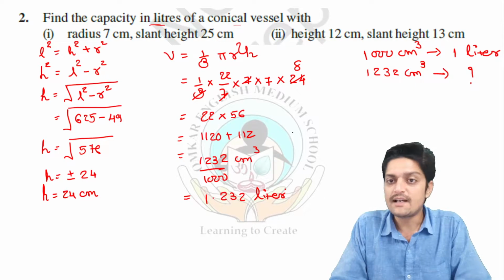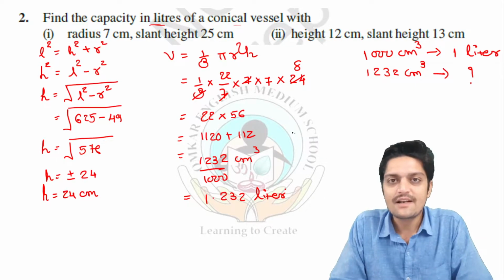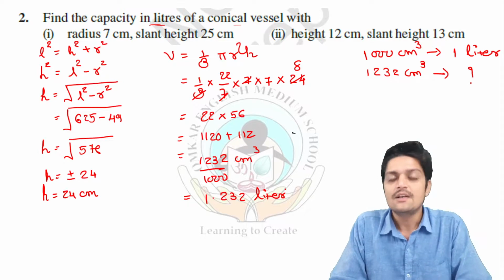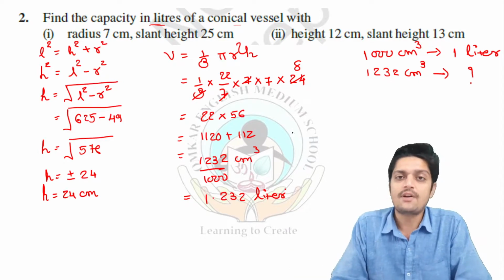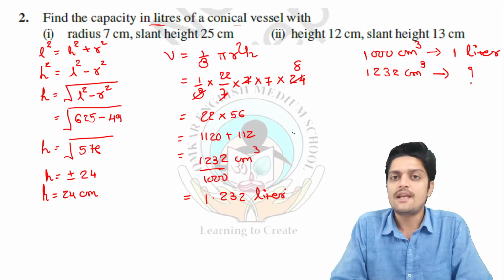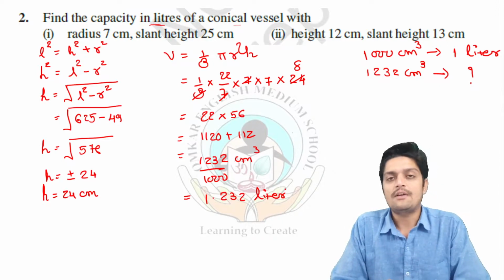See this second question. Height is 12 centimeter and slant height is 13 centimeter. This question you now have to solve yourself, because it is so easy. What I have done in the first question, the same thing you have to repeat in the second question. I hope you all understood what I wanted to explain, and you have enjoyed a lot.